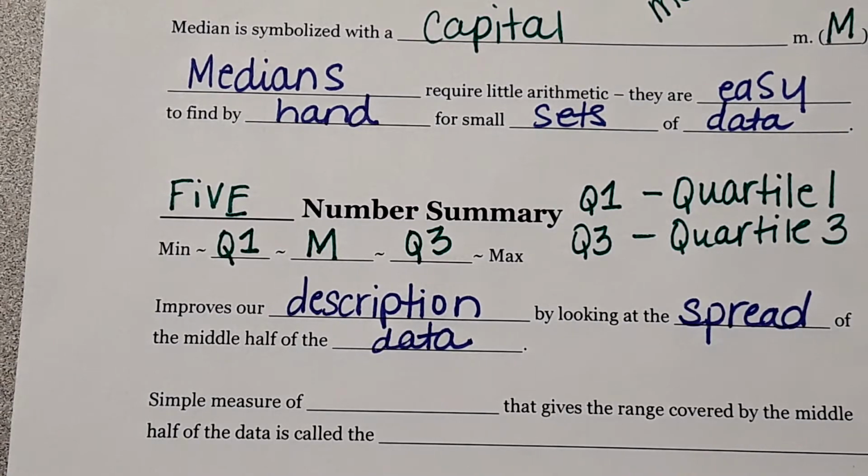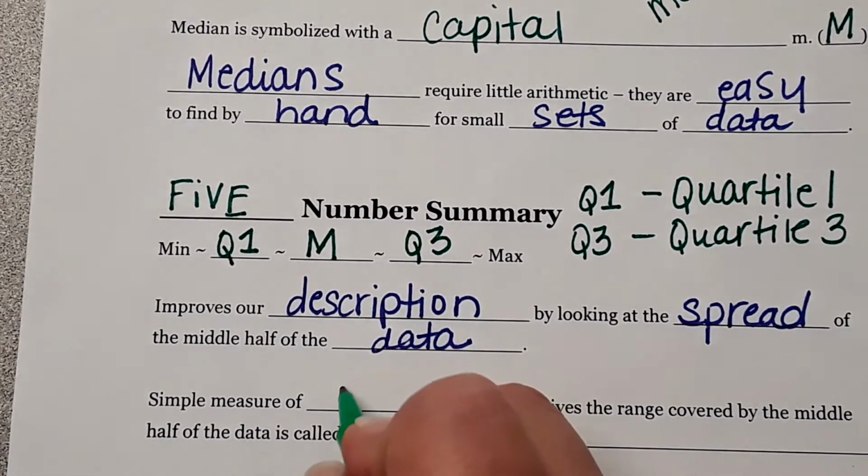Whereas most times we're looking at the spread of everything. When we're talking about the 5-number summary, it really allows us to talk about everything, but it also shows us where the middle 50% of the data lies. And remember, the middle 50% lies between quartile 1 and quartile 3. Okay.